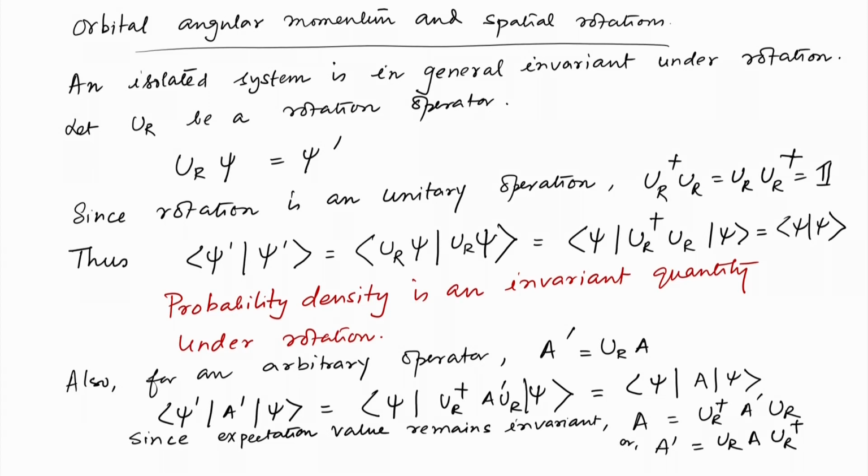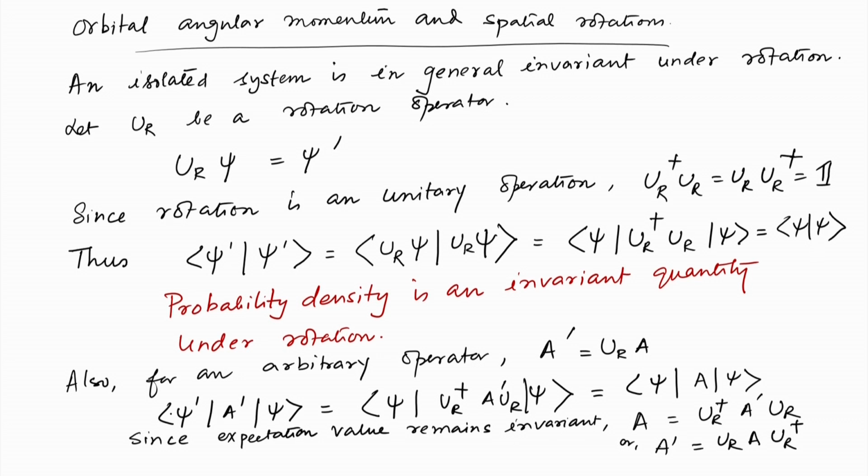So, now let us see the overlap of psi prime with itself, which means that we are talking about the probability density. So, it is the inner product of psi prime and psi prime. Each of these is written as U_R psi. So, I can take this to the other side and write psi, U_R dagger U_R, psi again, and because U_R dagger U_R equals 1, it gives the inner product of psi with psi, which means the norm or the probability density remains conserved, whether you take it in a rotated system or in the original system which has not been rotated.